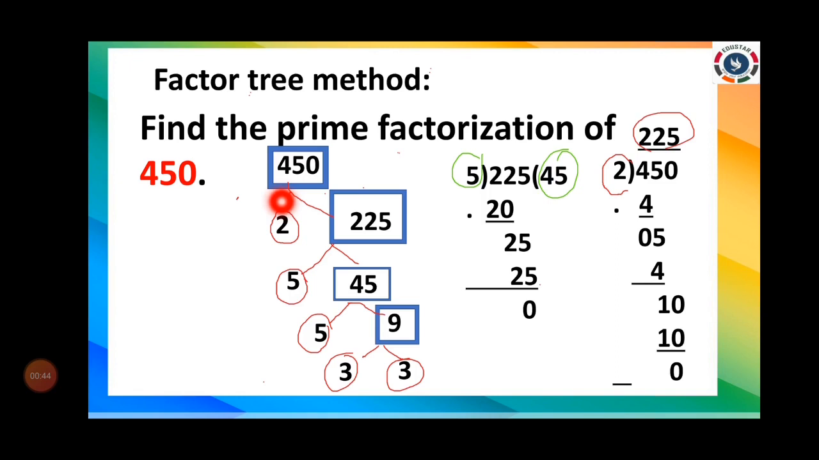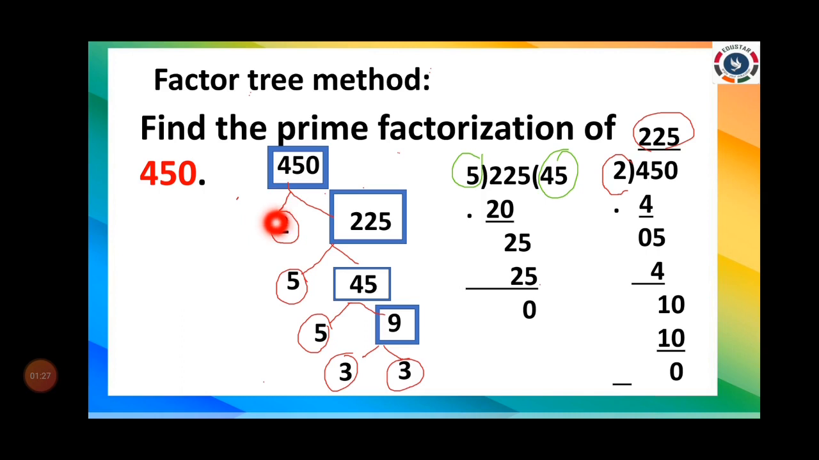What are the prime numbers we studied? 2, 3, 5, 7, 11, 13. So we have to use only these numbers to find the prime factorization. First, see the number 450. What value is in the one's place? 0 is there. Suppose the last digit is 0, 2, 4, 6 or 8, any even number, then you use only 2 to divide. The given number 450 is an even number, so you have to use the even prime number.